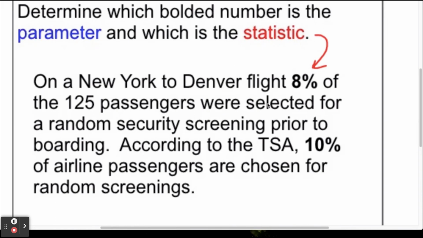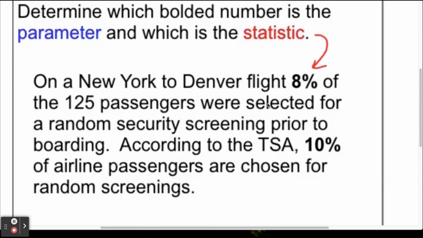In this case, the flight itself is considered the sample. And on that sample, 8% of the 125 passengers were screened. Now, keep in mind that on this particular flight, it was 8%. But if we chose a different sample, meaning a different flight, then maybe that flight was 12%. For the airport, the goal is to screen 10% of the people flying, but from flight to flight, or from sample to sample, that number could be bigger or lower.